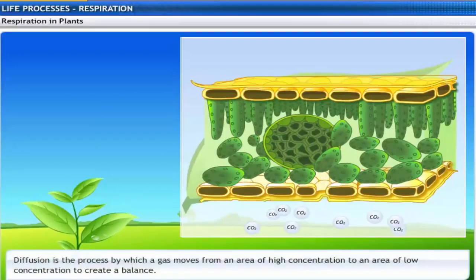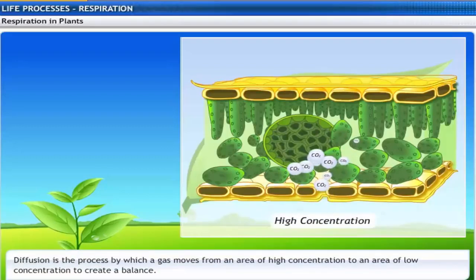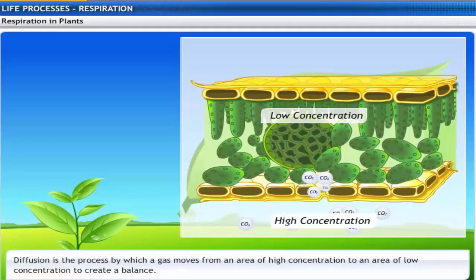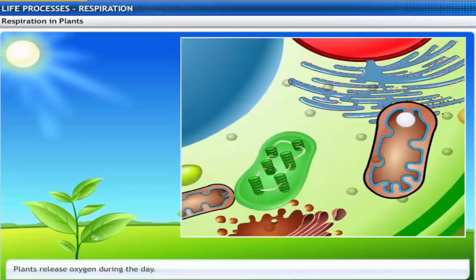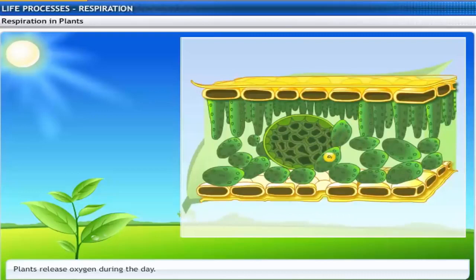Diffusion is the process by which a gas from an area of high concentration will move to an area of relatively low concentration until an equilibrium is reached. During the day, carbon dioxide generated during respiration is used up for photosynthesis. Therefore, carbon dioxide is not released.